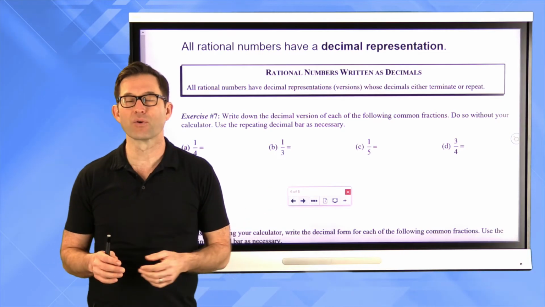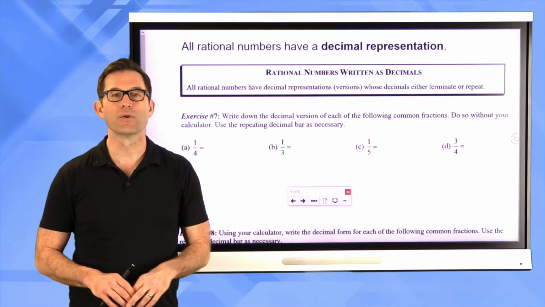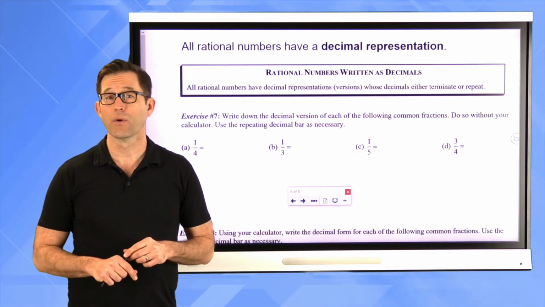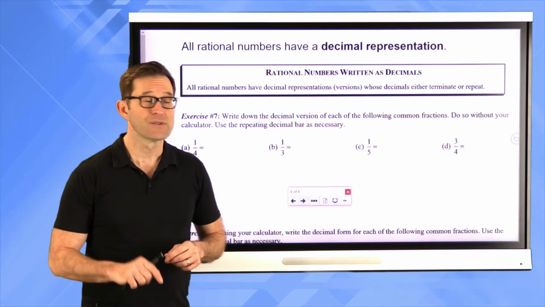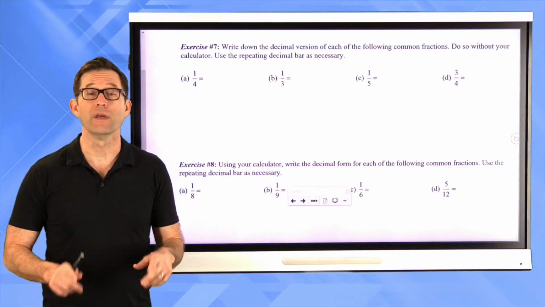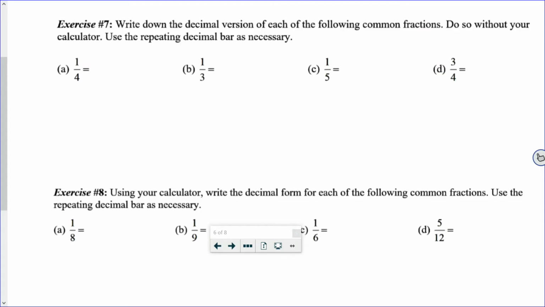And by terminating, of course, we mean something like 0.5. That terminates. Or 0.25. That terminates. Repeating would be something like 0.111111111 that goes on forever. All right, so let's take a look in exercise 7 at some very common fractions that hopefully you already know the decimal representations for. Write down the decimal version of each of the following common fractions. Do so without your calculator. Use the repeating decimal bar as necessary.